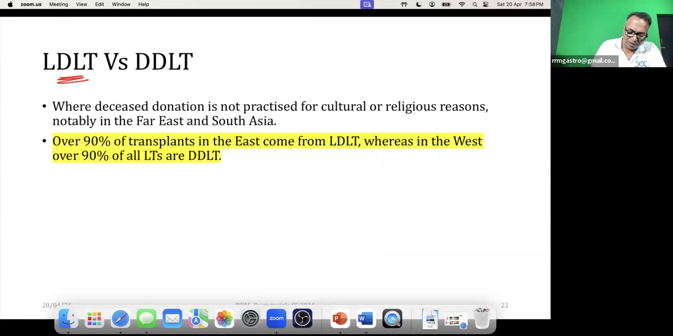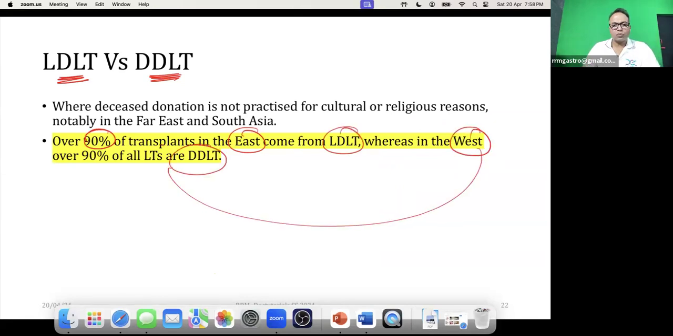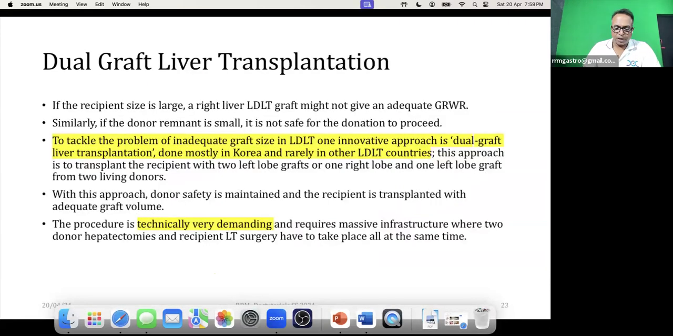Live donor liver transplant versus deceased donor transplant: 90% of transplants in the East come from live donors, whereas in the West they come from deceased donors. So in Western countries, mostly it is cadaveric transplant. Okay. So, dual graft liver transplant. You should understand now, if you have understood the GRWR, we are going to discuss some interesting points.